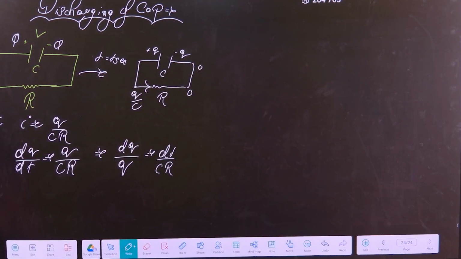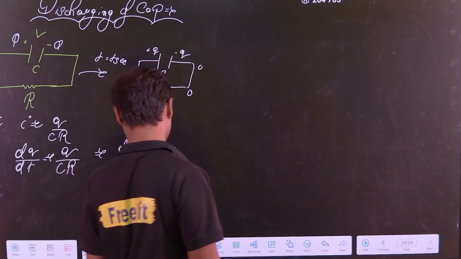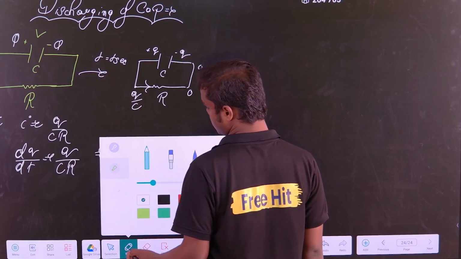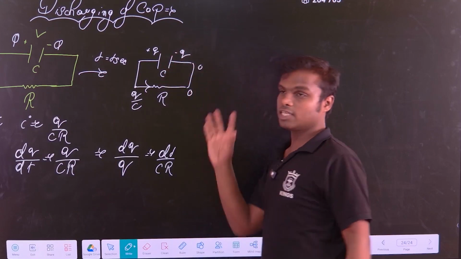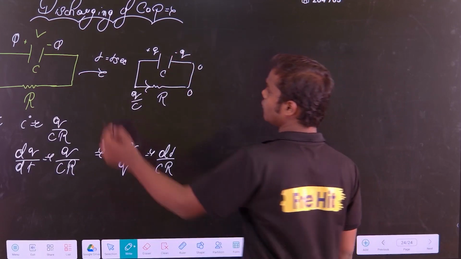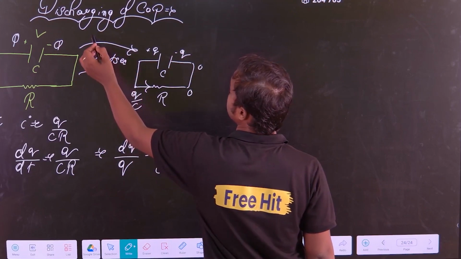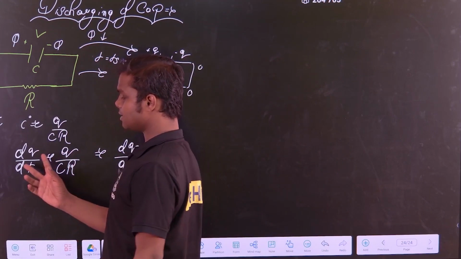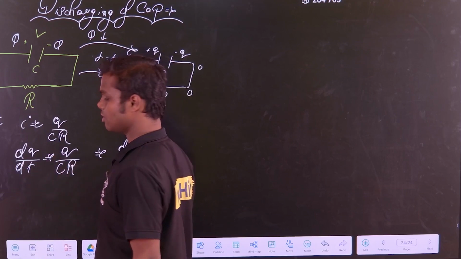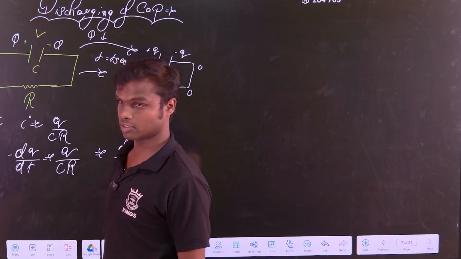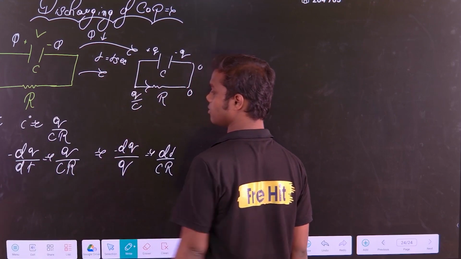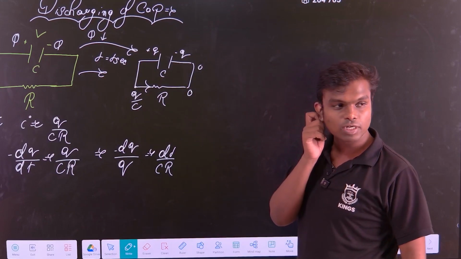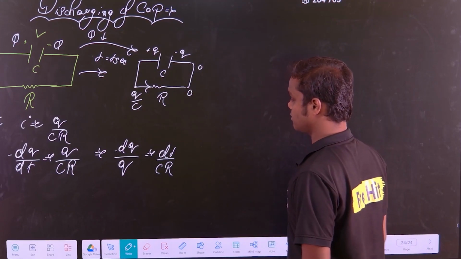Any mistake? No? There is a mistake. Is the charge increasing or decreasing? First you tell me. From here to here, charge is decreasing. So dq by dt is negative or positive? It is negative. So we have to put a minus sign to make it positive. That means the minus sign should be also here. Are you getting my point? That is the thing.